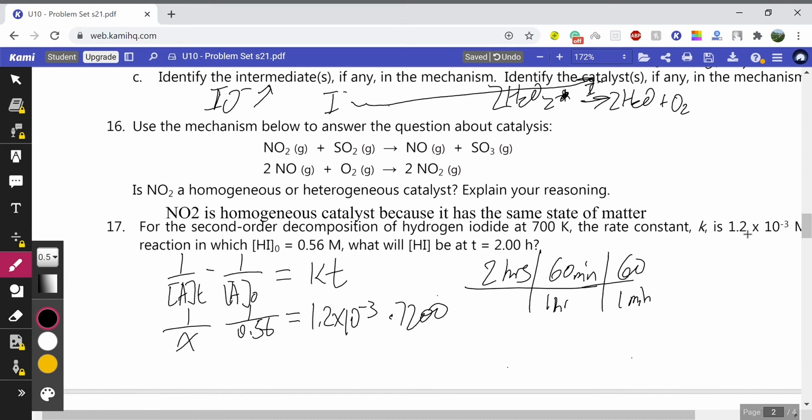Now we can solve. 1.2 e to the negative 3 times 7200 plus 1 divided by 0.056 equals 10.4257. Now we do 1 over 10.4257, which gives us 0.0959. That is our concentration of HI after 2 hours.